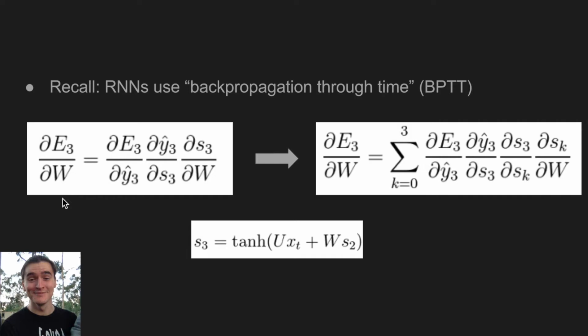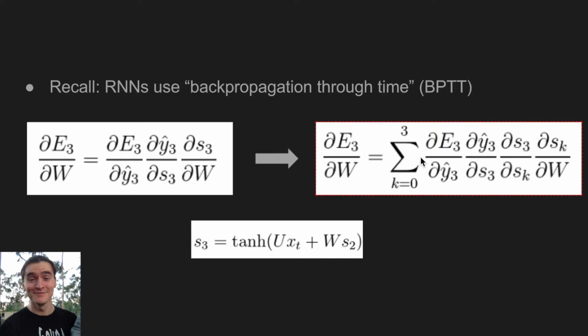Looking at the formula for calculating the hidden state at time step 3, which is right here, we can see that S3 actually has a dependency on S2, which itself then has a dependency on W and S1, and so on. So the problem is that we cannot just treat the hidden state at time step 2, S2, as constant in the chain rule, which is why we must sum the contributions of each time step towards the final gradient. Because W is used in every single time step up to the output, we need to backpropagate the gradients from t equals 3 all the way to t equals 0.